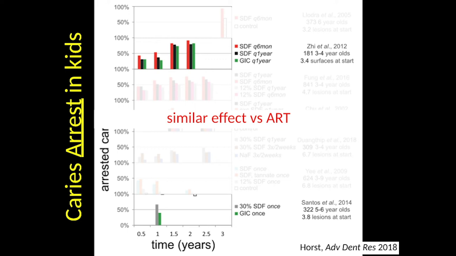Why not combine those things? Scoop a little out, put silver fluoride on, glass ionomer. Or just put silver fluoride on, then come back later and scoop what you need to, if any, and then put glass ionomer. That study has started. It's underway. We're going to see results in about a year.